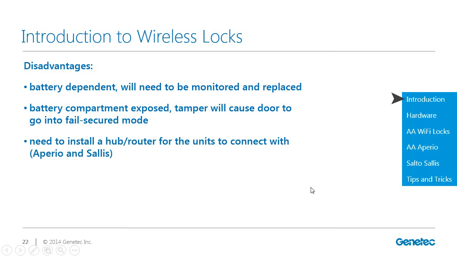Another slight disadvantage is that some additional hardware is required for the Assa Abloy Aperio and Salto Solus locks, as you do need to hook up a hub or router for the units to communicate with. The Assa Abloy Wi-Fi locks don't require this extra hardware, but there is less flexibility in these unit types, as they are only for door locks, and they don't have the smaller cabinet or case locks available.